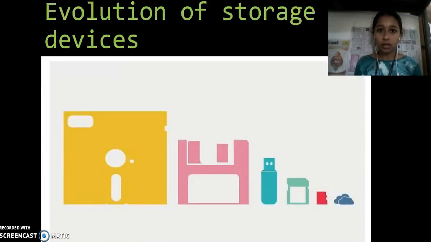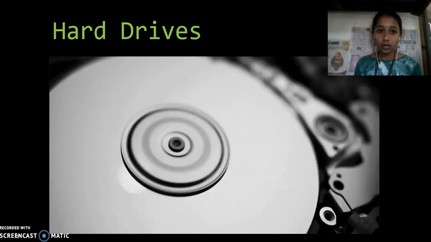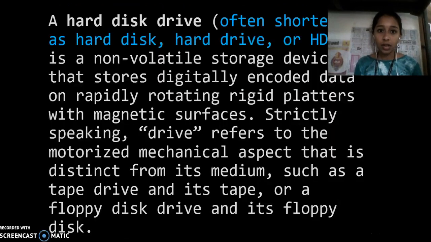Then the evolution of storage devices: from storing in tapes to floppy disks to pen drives, to now storing in the cloud. Now a hard drive. A hard drive is a non-volatile storage device. It stores digitally encoded data on rapidly rotating rigid platters with magnetic surfaces.